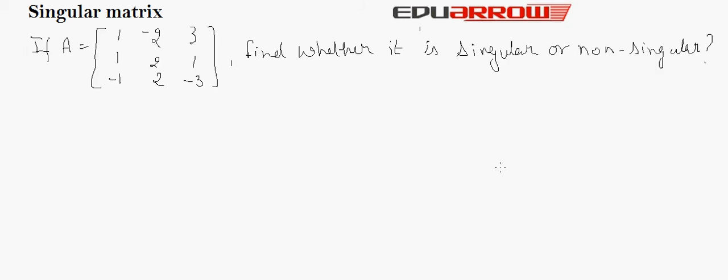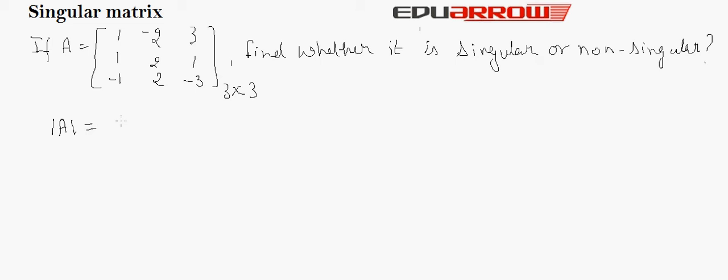Let's consider an example to understand this concept. Here in this question, A is a matrix of order 3 by 3, and we have to check whether it is a singular matrix or a non-singular matrix. It will be singular if its determinant is equal to 0, and non-singular if its determinant is not equal to 0. We will find its determinant by expanding it along the first row.